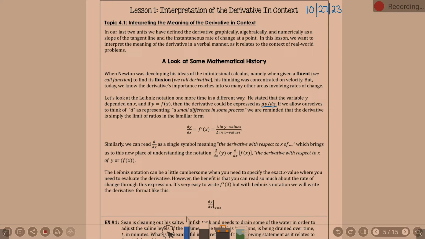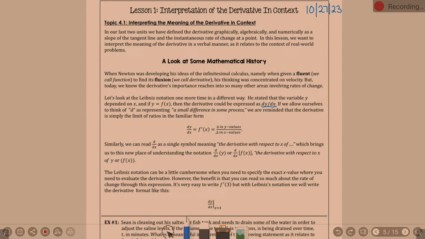If we allow ourselves to think of d as representing a small difference in some process, we're reminded that the derivative is simply the limit of ratios in the familiar form. So dy over dx, think change in y over change in x, which is also delta y over delta x, or f prime of x.